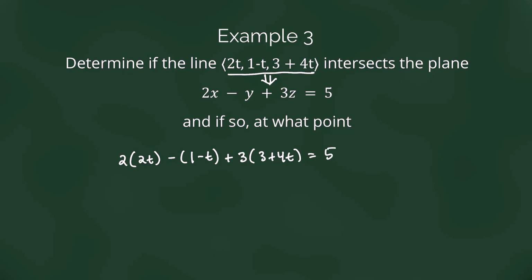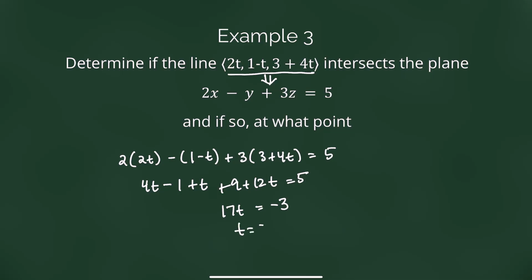And if this equation has a solution, then we will know that the line and the plane do intersect. So we get 4t minus 1 plus t plus 9 plus 12t equals 5. Combining t's, we have 17t, and that's equal to 5 minus 8, which is negative 3. So we see that when t is negative 3/17, that point is going to lie on the plane. So they do intersect.